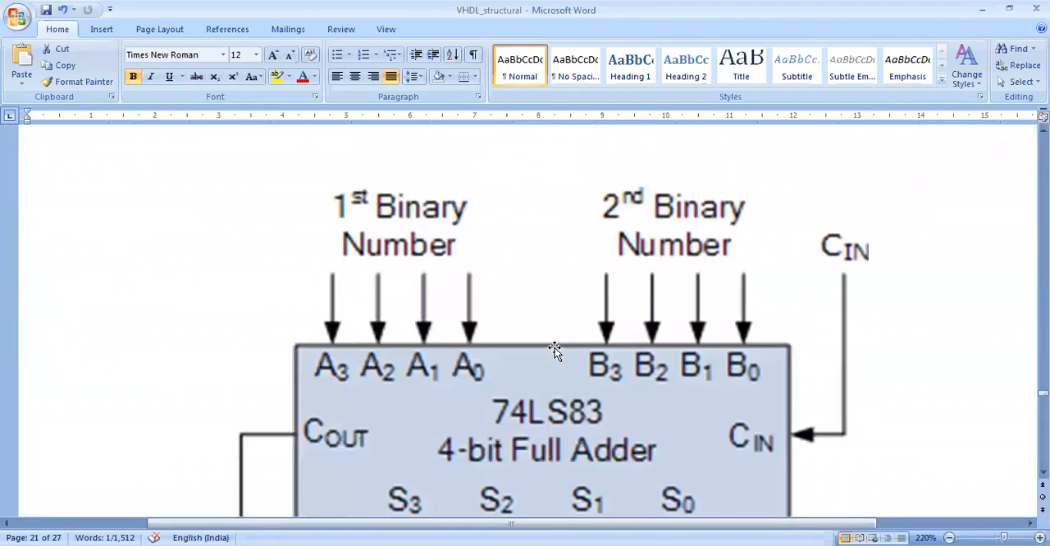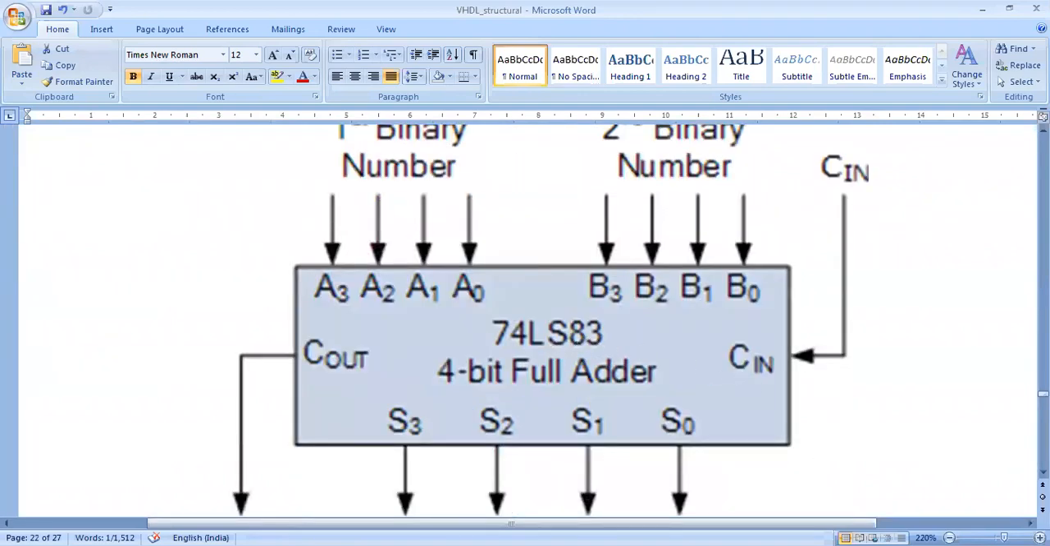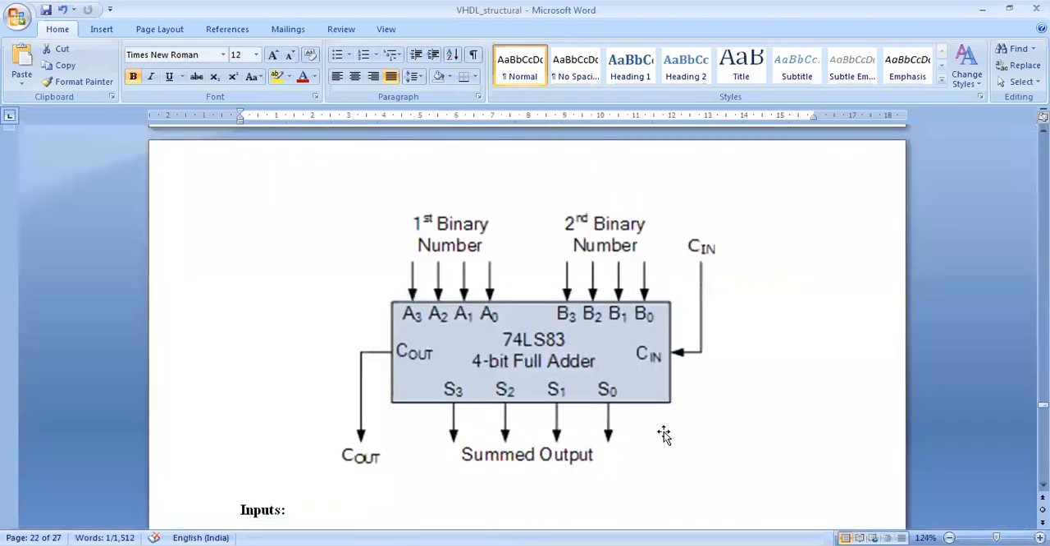Now let's see it in entity form. So this is the entity of the circuit. Now you tell me what the inputs and outputs of this 7483 4-bit parallel adder are. Please respond, anyone. What are the inputs and outputs?